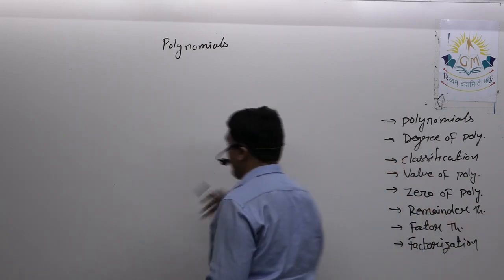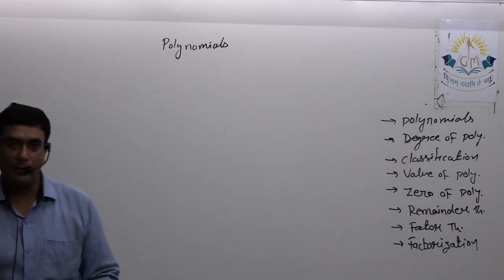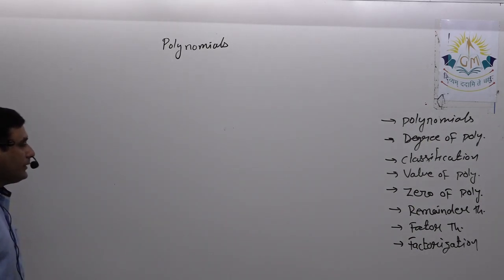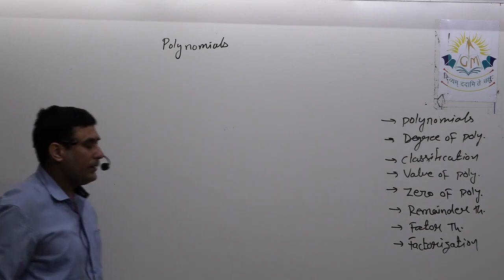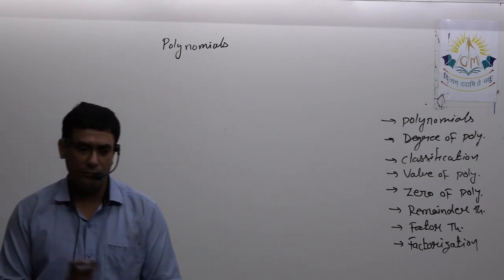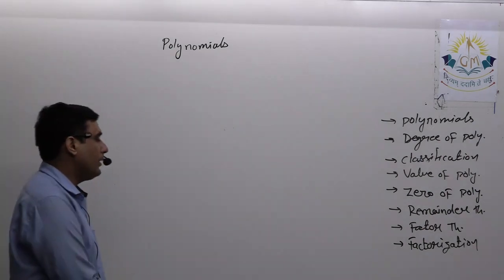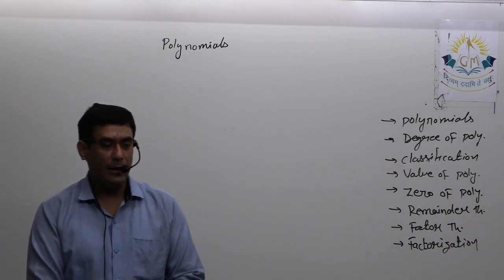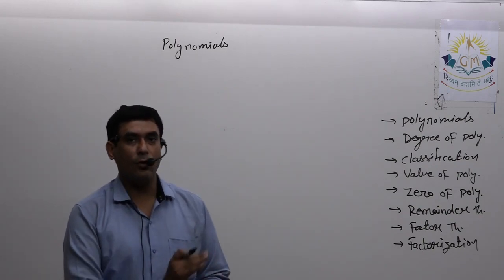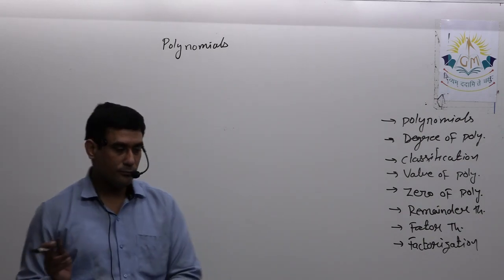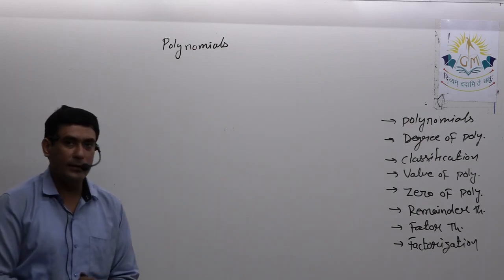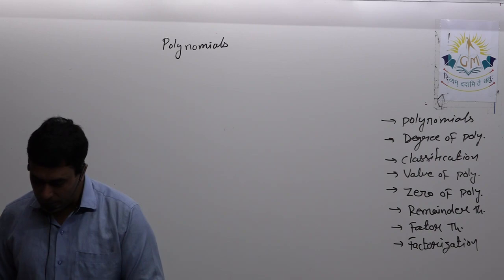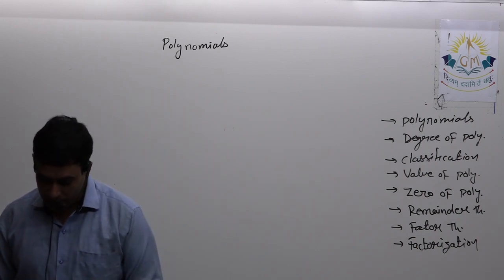Factorization. Although factorization is a very vast topic that we also discussed in the previous lectures, using the identities we can factorize. But suppose there is an expression or a polynomial which it is not possible to factorize by taking common or by the use of any identity, then what do we have to do? So we'll see one example of how to factorize this.